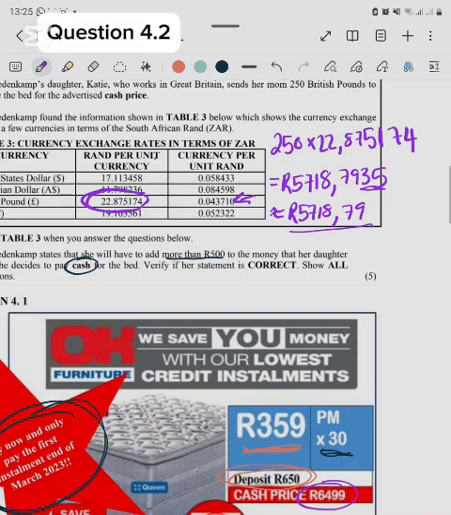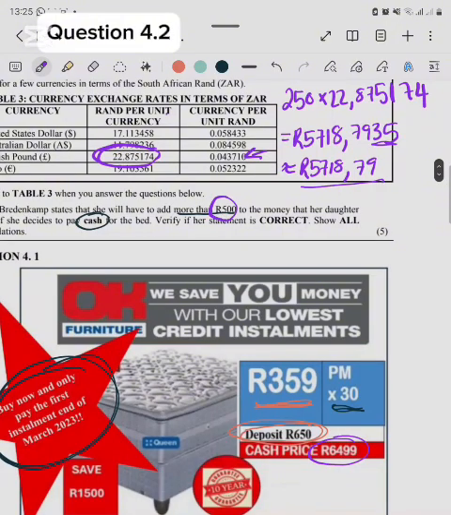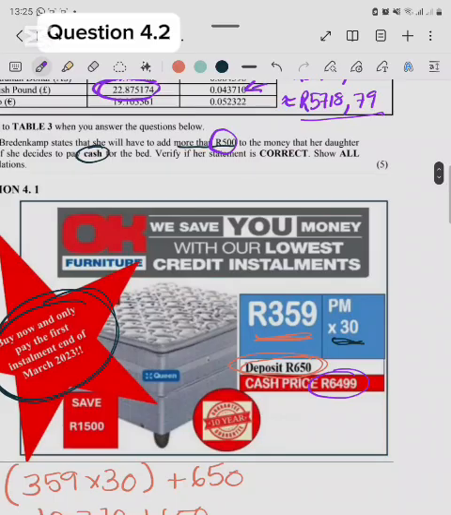Now, is that enough for her bed? And is she correct in saying that she will need more than 500 Rand to make up the difference between what she received and what she has? So all we're going to do is we're going to say, look, the bed would be 6,499. We need to subtract off the 5718,79 that she gets from her daughter.